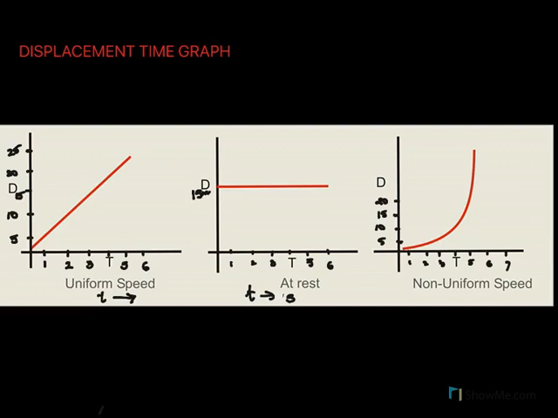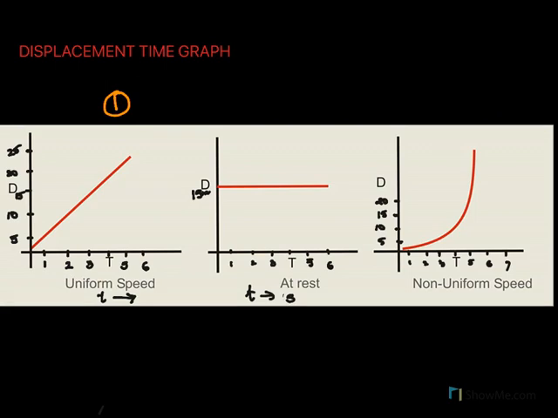Here we'll learn to graphically represent motion. What do you mean by graphically represent motion? Look at graph number 1. This is graph number 1. What does it tell us?